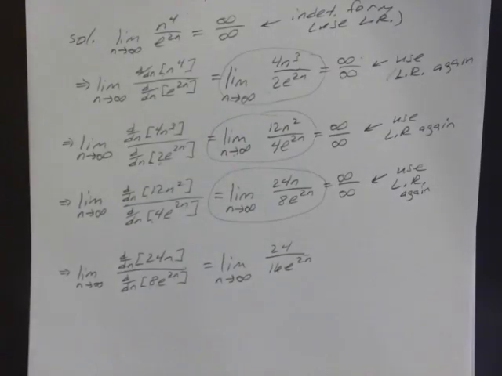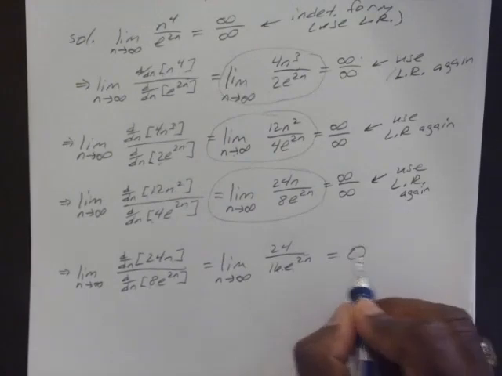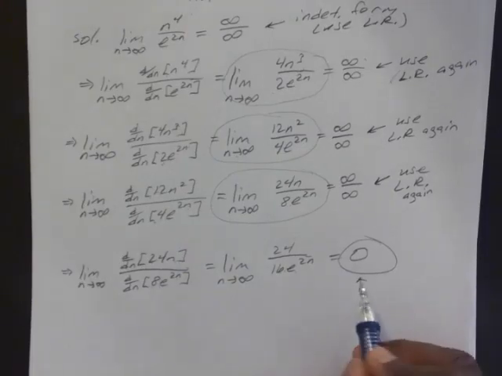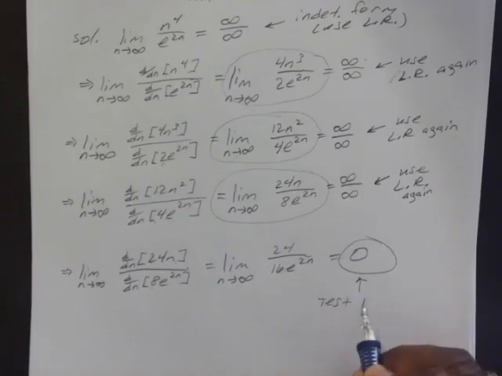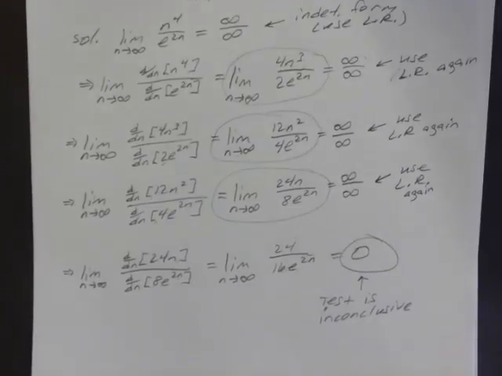Okay, so good news is we don't have to apply L'Hopital's rule anymore. If you have a constant as a numerator divided by a number that's getting bigger and bigger and bigger, that limit is just going to equal 0. So after all of that, we know that the test is inconclusive. And don't worry, we'll learn quite a few tests to use when this one's inconclusive.